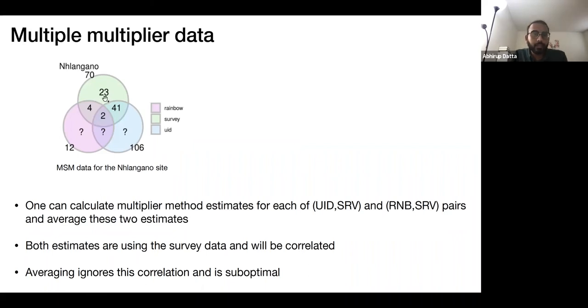This is an intuitive method, but the issue is that each of these estimates are using the survey, which was a single survey. And so these pairwise estimates are correlated. And when we take the average of these pairwise estimates to get the estimate for the region, that averaging ignores this correlation and is going to be suboptimal.